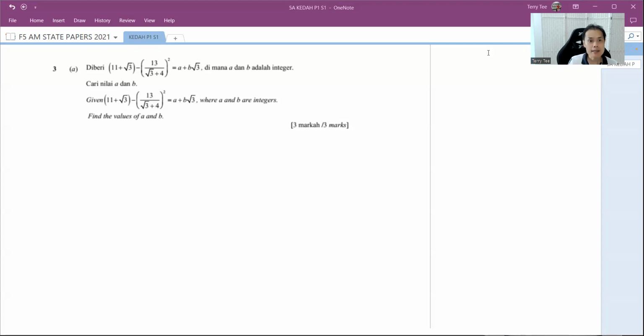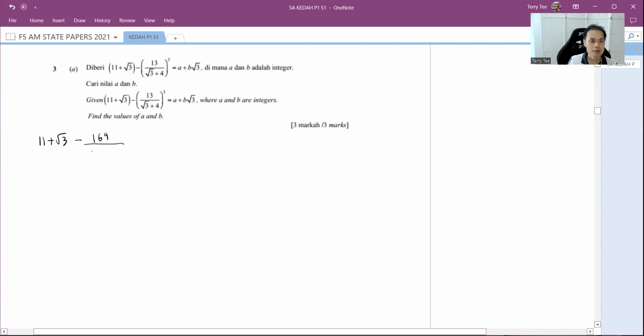So we need to expand and then rewrite it in this format, a plus b surd 3. The 11 plus surd 3, I don't need to do anything, we just leave it as it is. But the second one, I need to square it, and I need to square them separately. 13, if I square it, I get 169. This is a minus sign, 169.